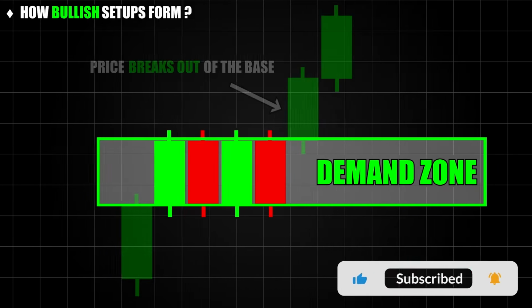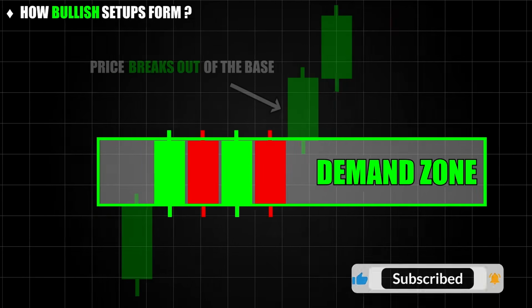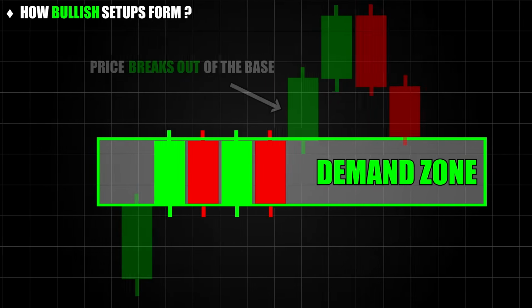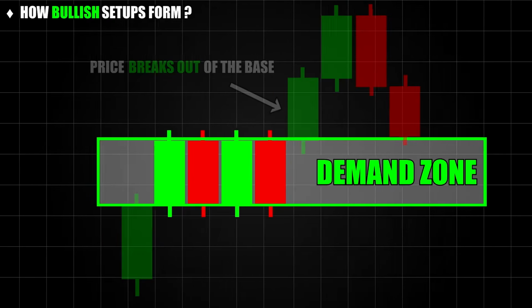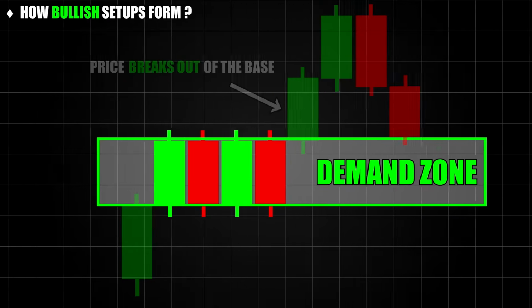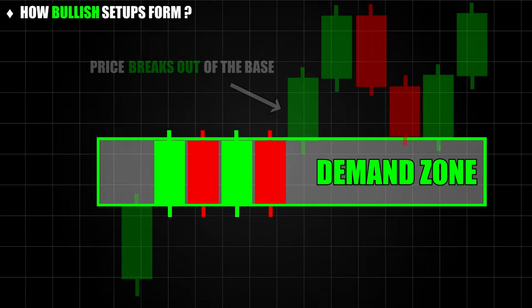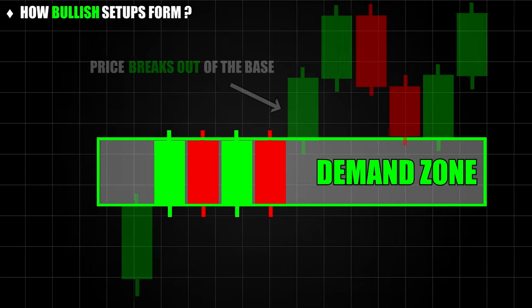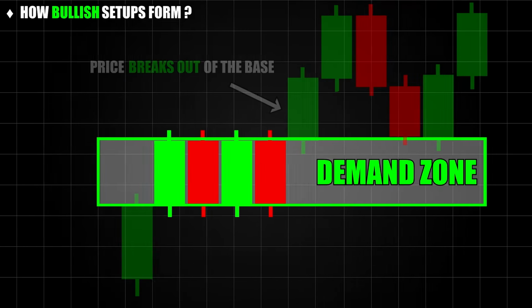But here's the catch. Don't chase the move after the breakout. Be patient. Let price retrace back into that demand zone. That's your window. That's when you want to zoom in, wait for your confirmation, and execute your long entry. This is the kind of precision that puts you in sync with the smart money, not fighting against it.